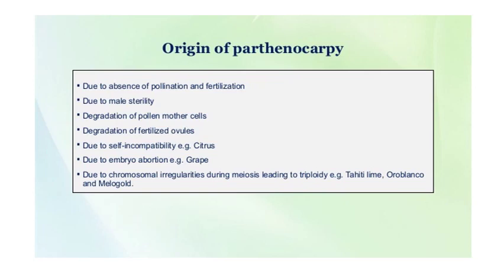Parthenocarpy also originates due to chromosomal irregularities during meiosis, leading to triploidy, and an example of this is the triploid banana, which occurs due to vegetative parthenocarpy. Other examples are Oroblanco and Melogold, which are examples of parthenocarpic fruit.